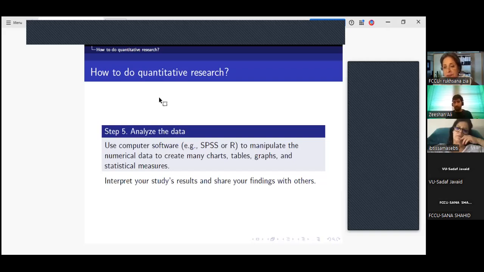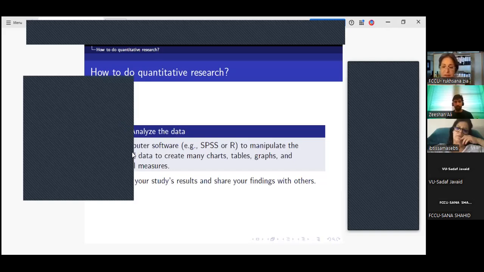Somebody wrote that PRISMA model, Saima Majid. Yeah. So thank you so much. Yes. Okay, so thank you.